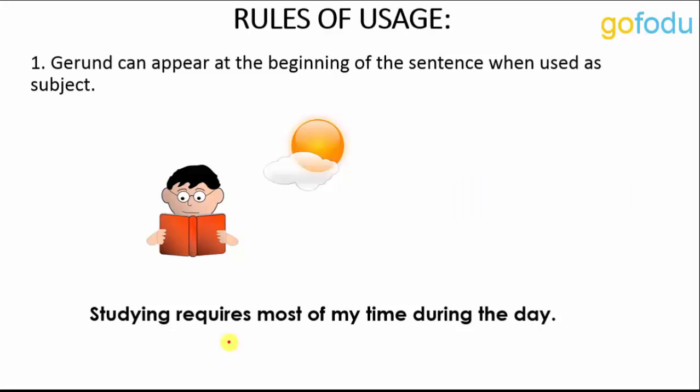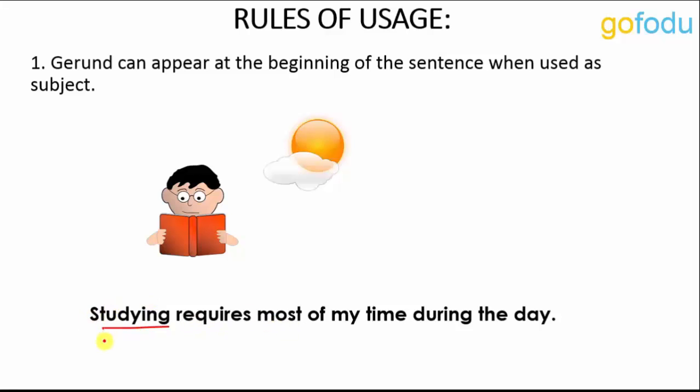Initially, gerunds can be placed in the beginning of the sentence. They act as subject. For example, studying requires most of the time during the day. Studying over here is a gerund. That's a verb with ing. That's a noun. Studying requires.